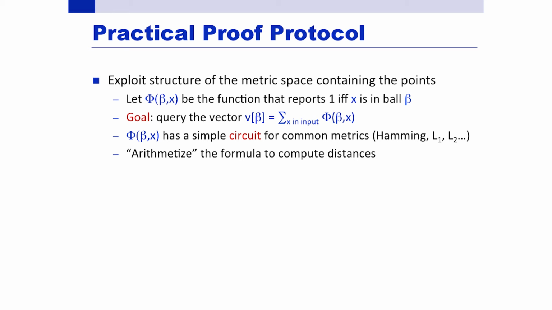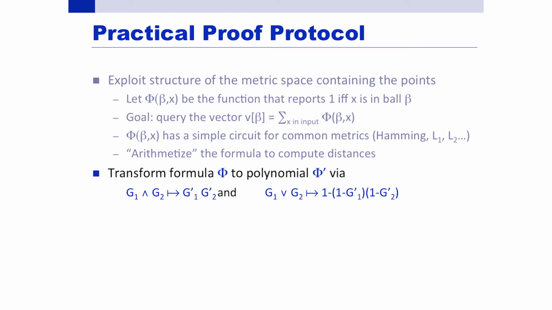So if that's the case, then the function that takes as a parameter a particular ball, which in turn is a radius and a center, and a point, and tells you whether or not another point falls inside that ball, has a nice simple description, right? It's a simple mathematical function, it's a simple circuit. And what we want to do is query the vector that's indexed by balls, where we sum over all the data points of the input whether or not any of the input points fall within that ball beta. Right?